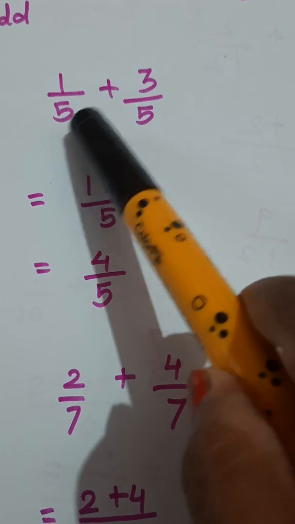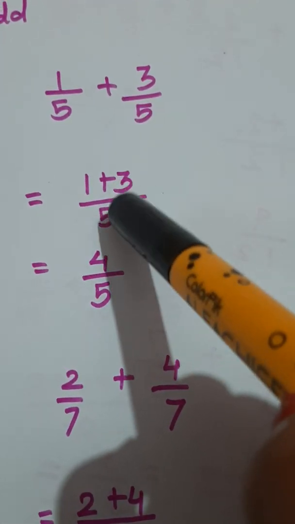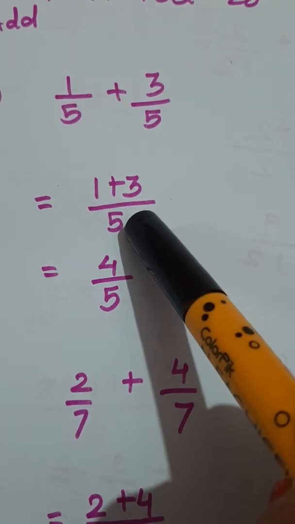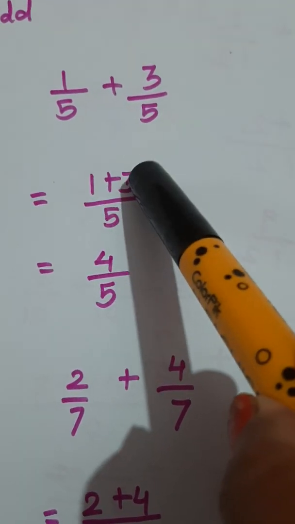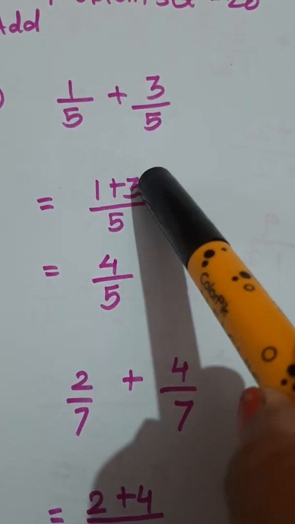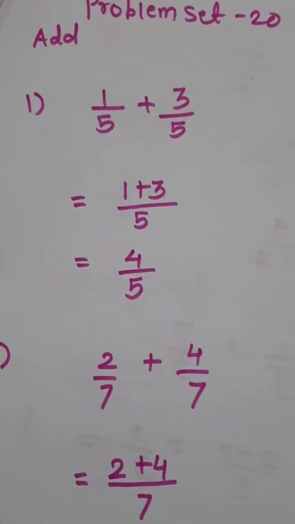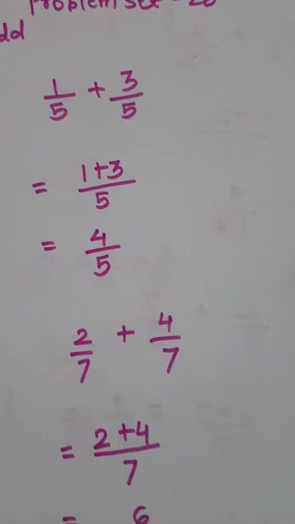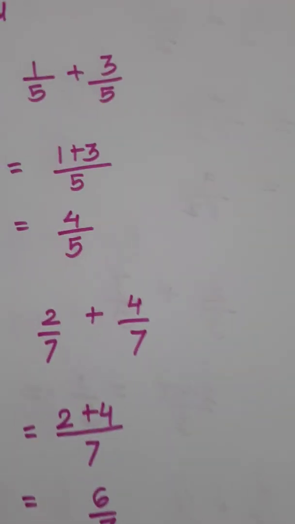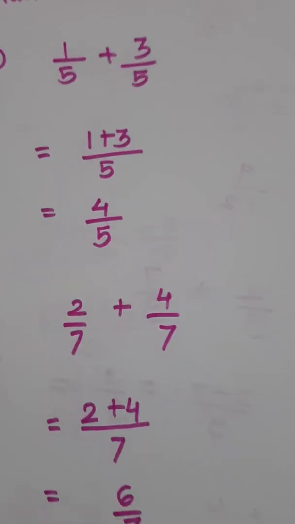Instead of giving separate denominators, as they are having the same denominator, give them the common denominator and then add only numerators. 1 plus 3, 4. And 4 upon 5, this is the answer. Like this way only you can add all the like fractions. Add only numerators.